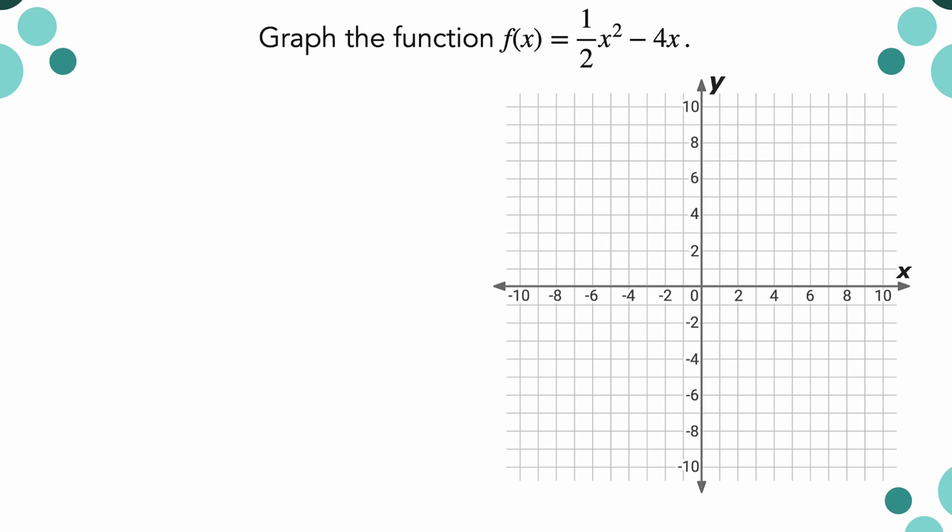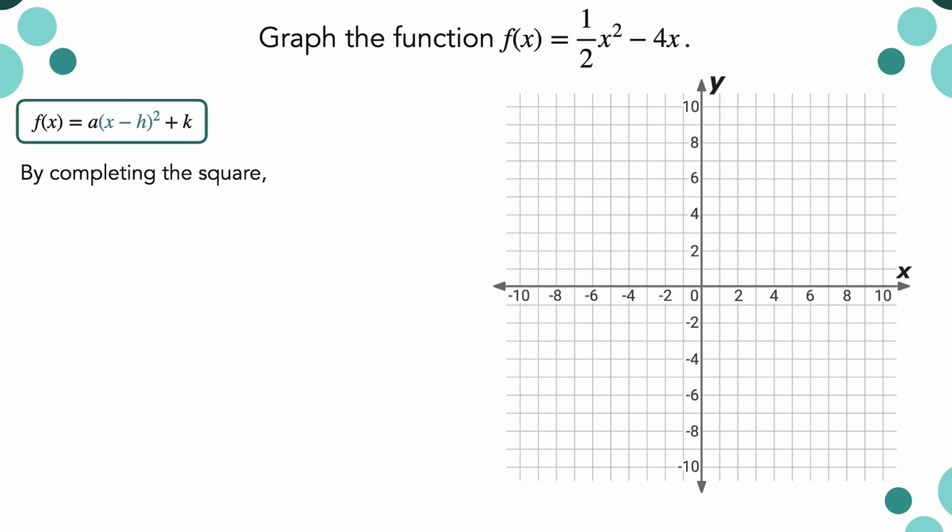Graph the function f of x equals half x squared minus 4x. This problem is a bit different from our previous two. It's written in the general form of a quadratic. How can we turn it into the vertex form? By completing the square. First, factor out half from the x terms. That gives us a half of (x squared minus 8x).